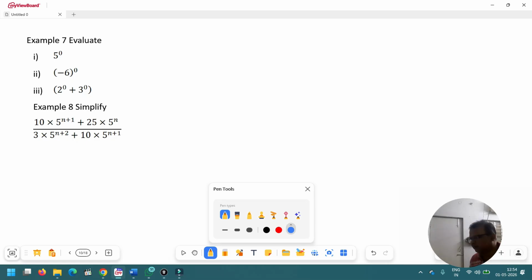Evaluate the following. 5 to the power 0 is equal to 1. 6 minus 6 to the power 0 is equal to 1. 2 to the power 1 plus 1 is equal to 2.